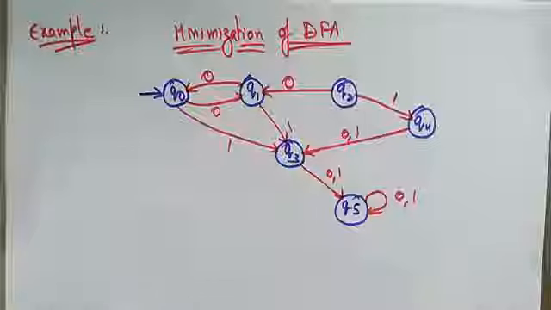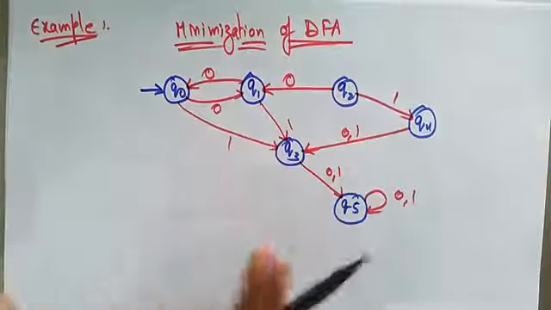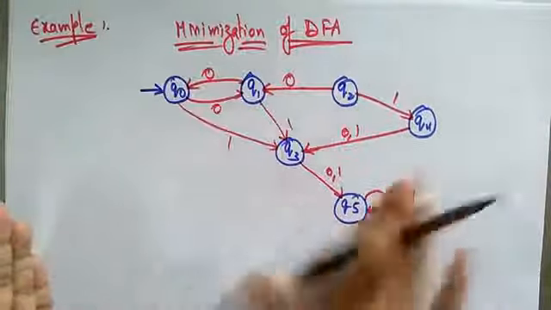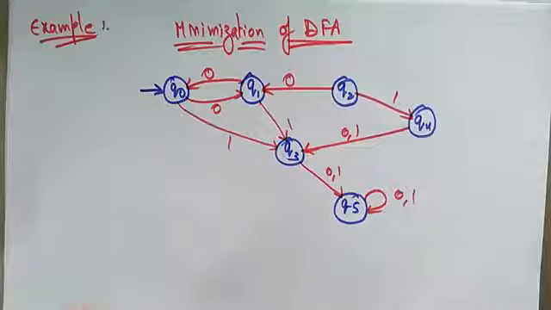Hi students, now let's continue with the minimization of DFA. In the previous video I explained the algorithm. Now let's see an example of the minimization of DFA. Here we are given one DFA, deterministic finite automata. I want to reduce the number of states in this finite automata so that it is minimized.